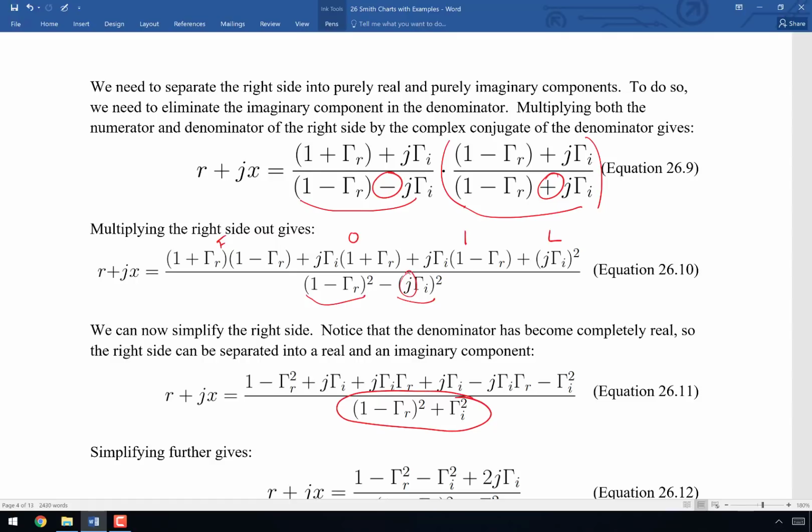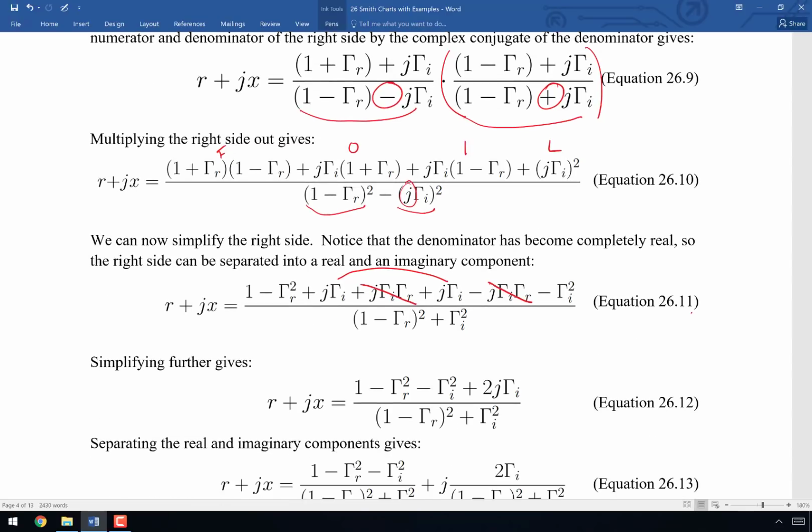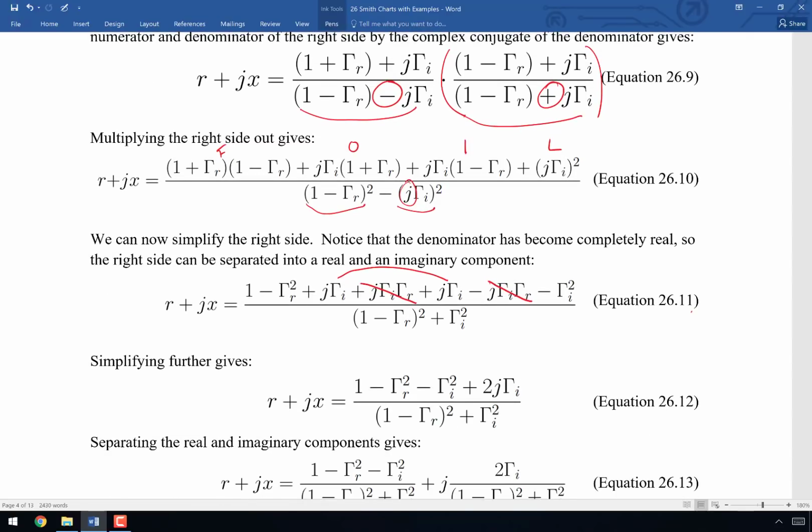That means we're well on the path to being able to separate this into a real part and an imaginary part. We can do some simplifications. We're going to do the cross multiplication of the FOIL terms up on top. Some of them are going to cancel out. There's a j gamma I gamma r and a negative j gamma I gamma r, and those are going to cancel. These two terms are identical, so there are going to be two of those, and we can simplify the numerator quite a bit. When we do that, we're going to find that these terms here are real, and this term is imaginary.